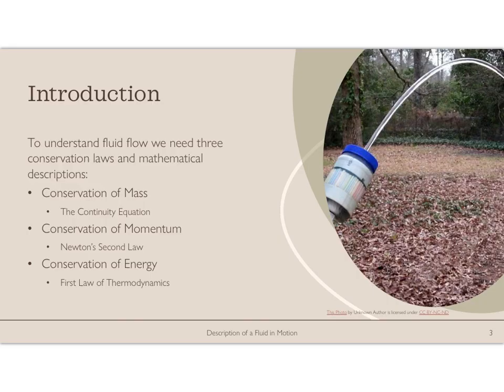So let's start with an overall introduction. Basically, to understand fluid flow, we need 3 conservation laws and the mathematical descriptions of those laws. So we have conservation of mass, and we mathematically describe that using the continuity equation. Now, you may know this as a mass balance, but we're going to be reframing the vocabulary here. So the continuity equation is our conservation of mass description. Conservation of momentum is described by Newton's second law, and conservation of energy by the first law of thermodynamics.